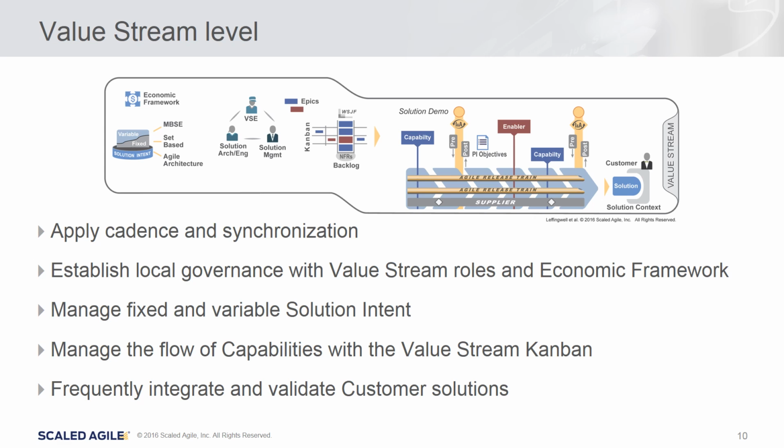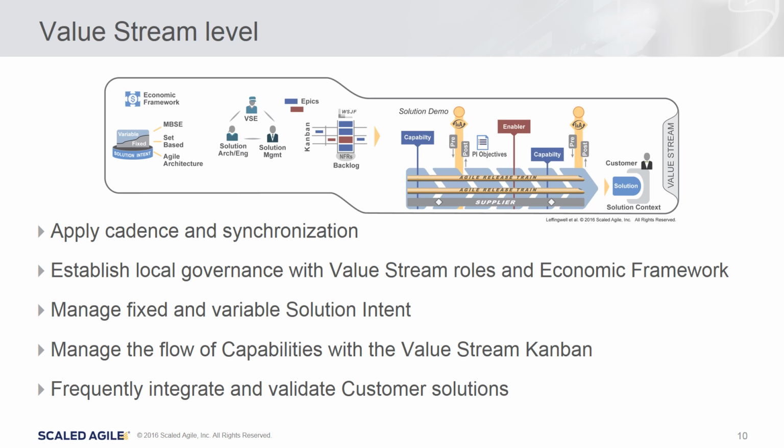Of course, if we apply cadence and synchronization, well, we always do. We use the same PI schedule that we did before, but now we're thinking about the fact that the individual trains need to work together to deliver the larger solution. We need to establish some governance with value stream roles and an economic framework. Those are deep articles on the site that you can dive into at your leisure, or feel free to reach out to me anytime. We manage what we call fixed and variable solution intent.